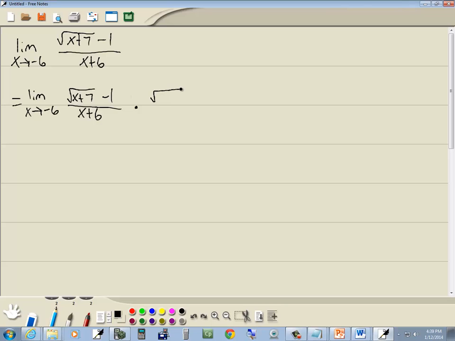For the conjugate, the first part's the same, so this will be the square root of x plus 7. The last part's the same, so this will be 1. But the sign in the middle is different. Since that's negative, this will be positive. And whatever you multiply by the top, you have to multiply by the bottom.